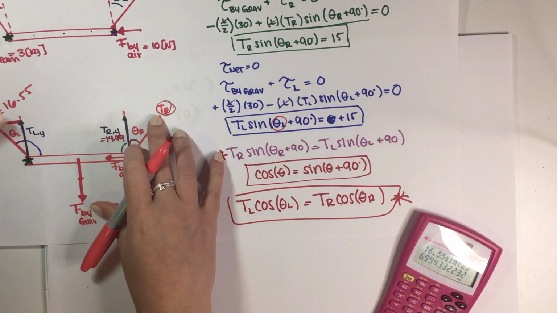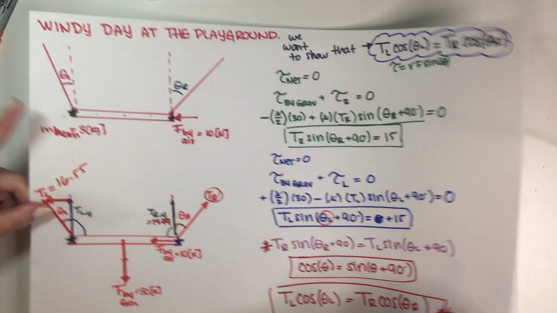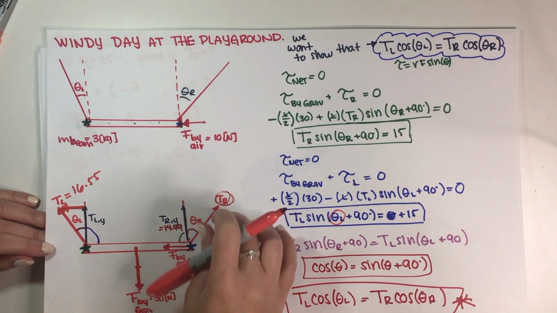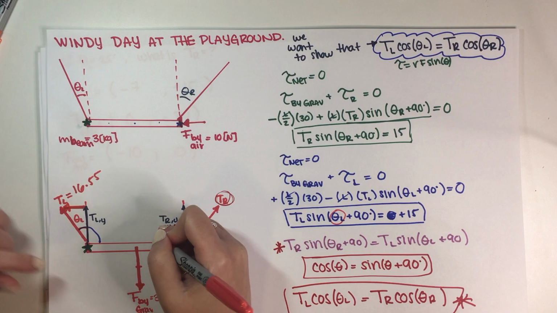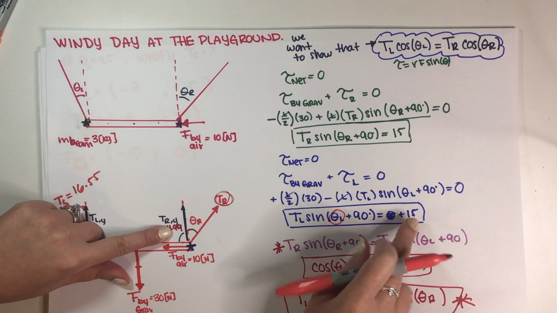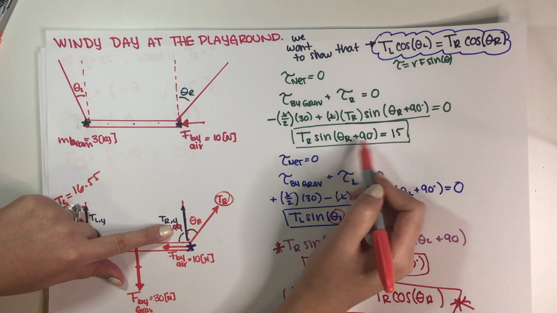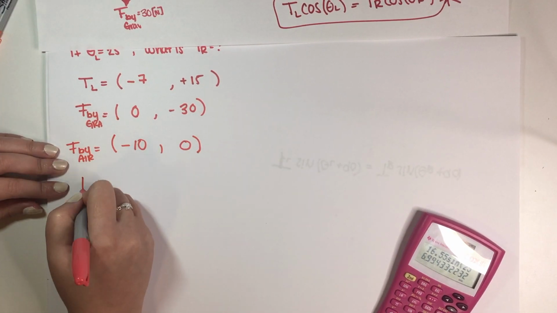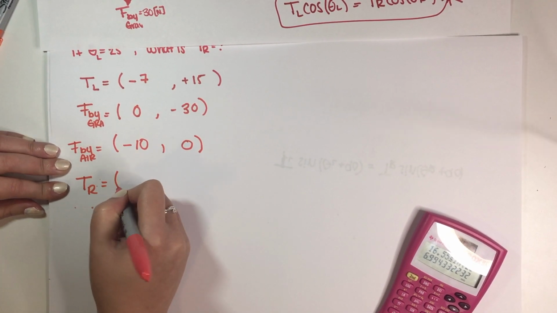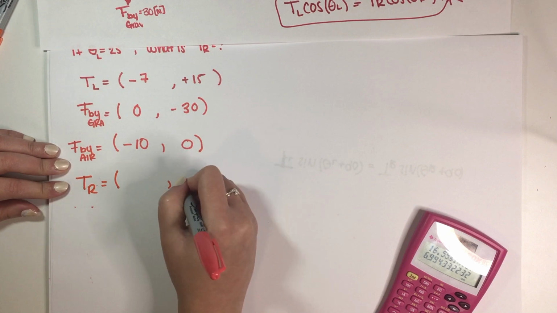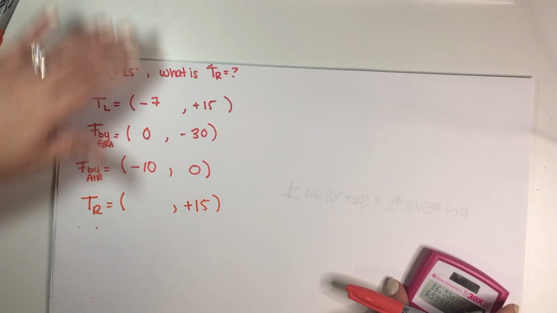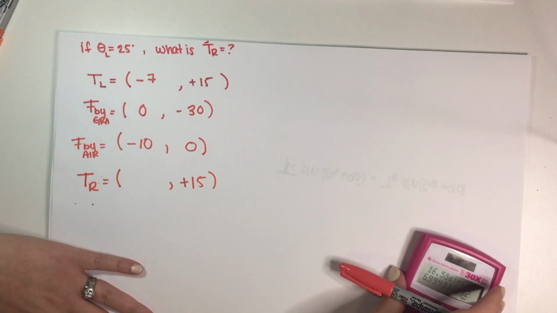Now TR, we don't know what the magnitude of TR is and we don't know the angle, so we can't figure that out. However, we do know that this part right here has to be equal to 15 because that is what we figured out in part 1 of this quiz. So let's write what we know, and that is that TR is equal to something, which we don't know, and then plus 15 on the y-axis.